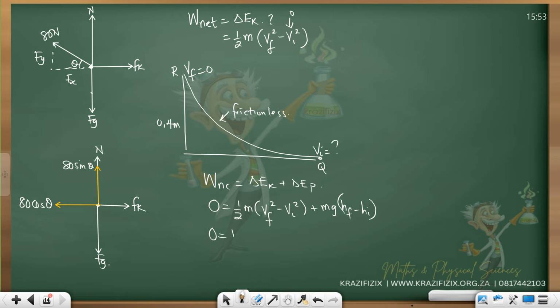Do we know the mass? What's the mass? 20. Okay. Do we know the final velocity? Yeah, we know the final velocity as 0, but we don't know the initial. This initial is what we need on that side now. Okay, plus 20. Now be careful of this. This is the initial height, and this is the final height. So 0.4 minus 0. Let's do the maths. What do we have? Negative 10 Vi squared. What would this give you?